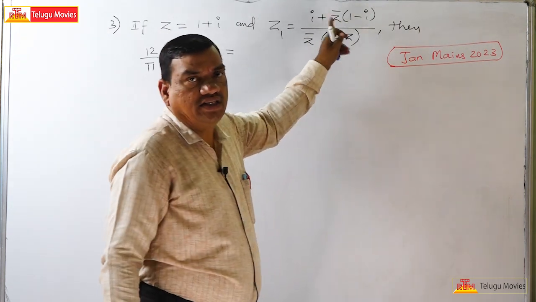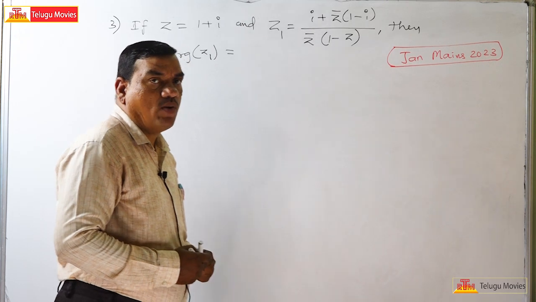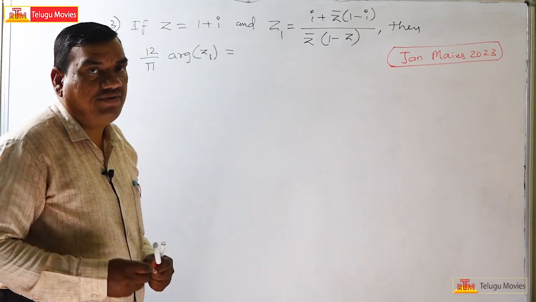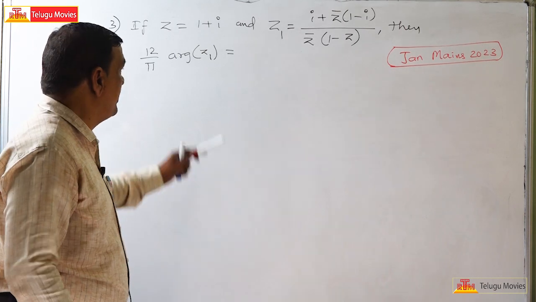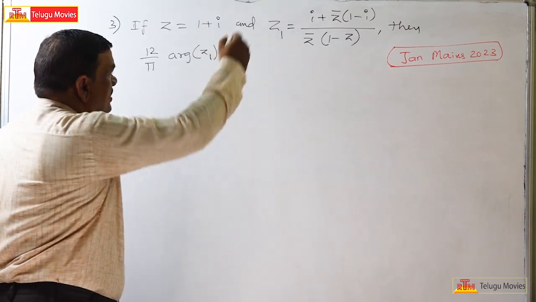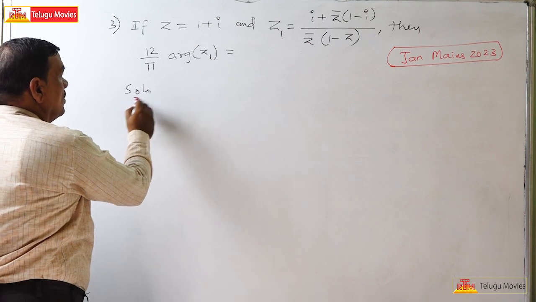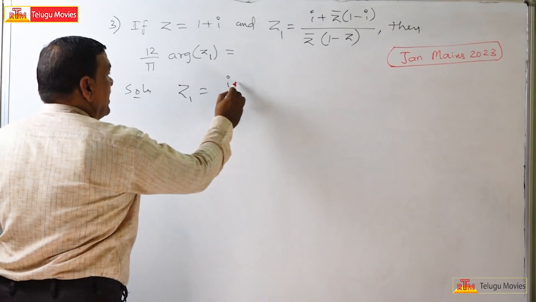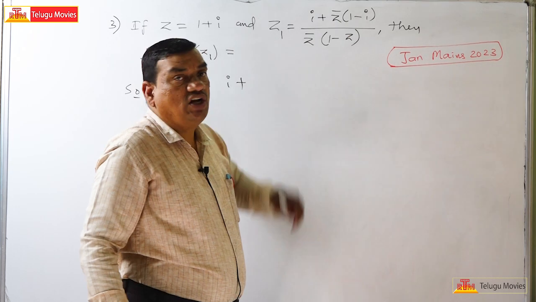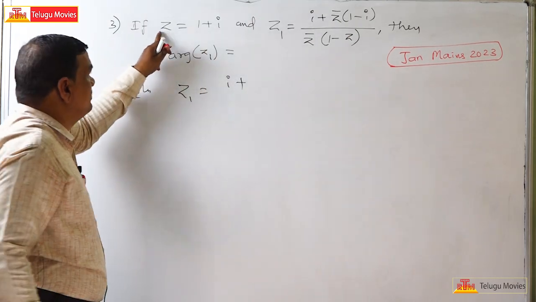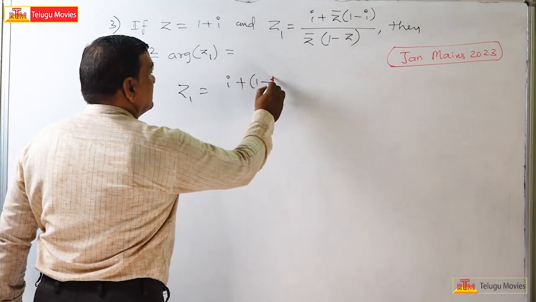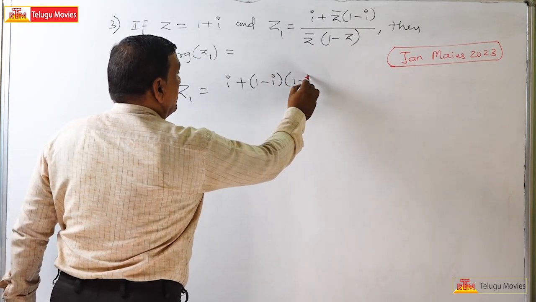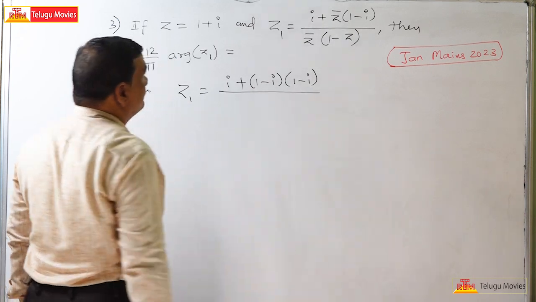First of all, write these complex numbers in the form of a plus bi or the modulus amplitude form, r of cos theta plus i sin theta. Then we will find out the argument of z1. See the first solution. z1 is equal to i plus z conjugate. Z conjugate means what? If z is equal to 1 plus i, z conjugate means 1 minus i. Again this is 1 minus i by.